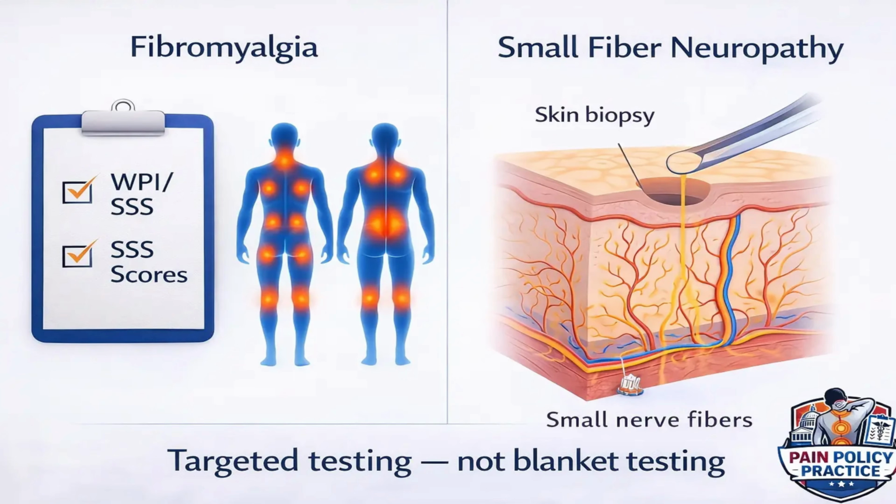And finally, what targeted special testing can we do? There are some situations where specialized testing is appropriate. For example, if you suspect fibromyalgia, use ACR criteria-based tools such as WPI, which stands for Widespread Pain Index, or SSS, Symptom Severity Score. These help quantify pain distribution and symptom burden. And in select patients, particularly those with burning pain, dysesthesias, mood changes, and a normal EMG, you may have to consider a skin biopsy to evaluate for small fiber neuropathy.